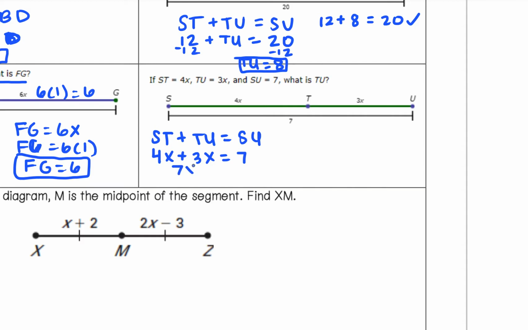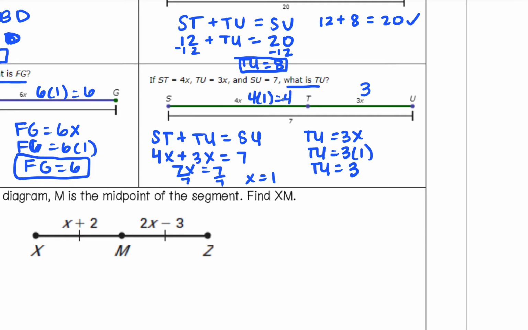We solve, so we get 7x equals 7. So that means that x equals 1 again. But we are not done because they asked us to solve for TU. TU is given as 3x. We evaluate TU for when x equals 1. So TU equals 3. We can double check that we got it right. We know that this is 3. We can evaluate 4x when x is 1, so that's 4. And then that tells us that ST, so 4 plus TU of 3, 4 plus 3 is 7, and that was the length of the entire segment.